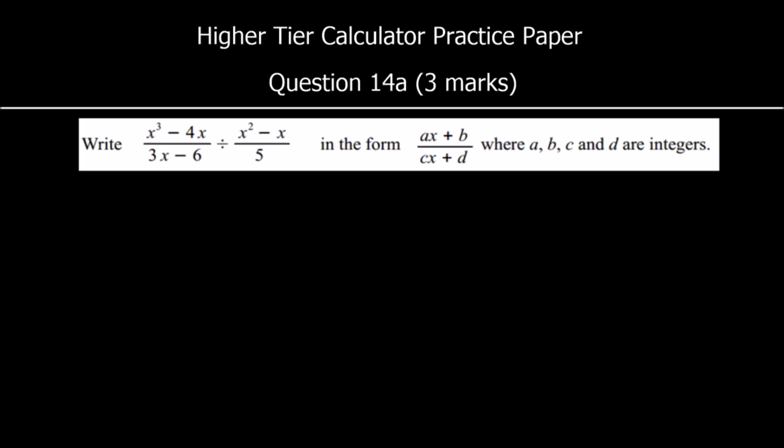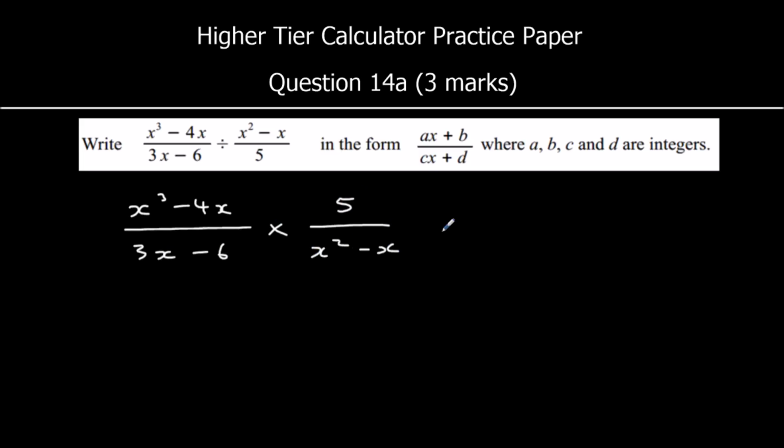So it says write (x cubed minus 4x) over (3x minus 6) divided by (x squared minus x) over 5. When we're dividing fractions, dividing a fraction is the same as timesing by its reciprocal. So we can change it into a times question by flipping over the second fraction. And then let's factorize whatever we can.